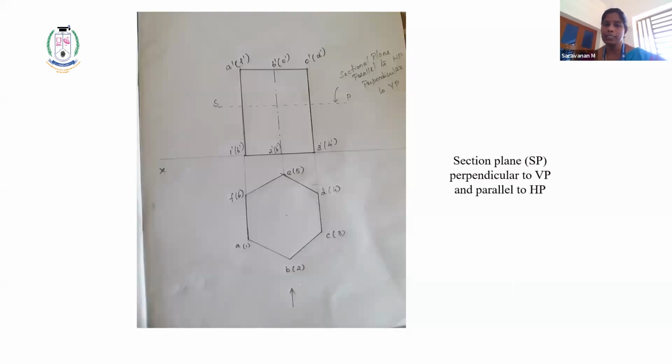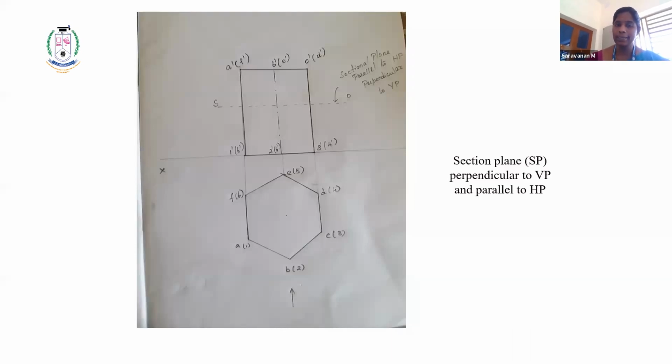Okay, so above XY you have the front view, below XY we have the top view. So here in the top view you can see the shape of the prism. In front view you can see the height of the prism. Okay, so for this one, the first condition, sectional plane perpendicular to VP and parallel to HP. So parallel means your sectional plane will be parallel to XY.